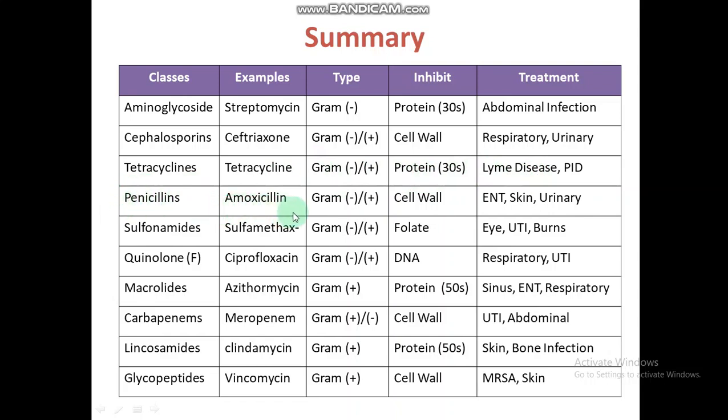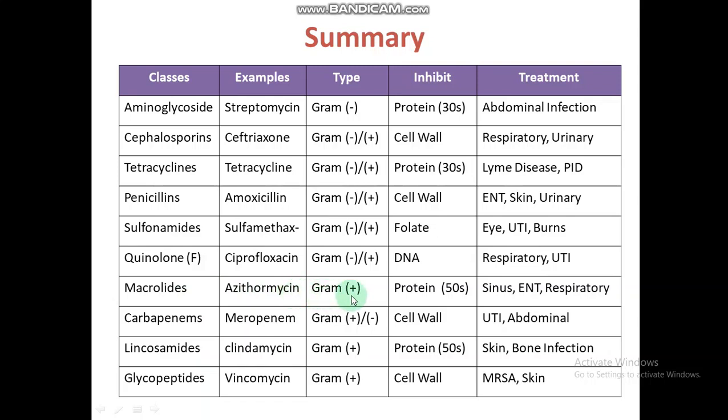Penicillins: the example is amoxicillin, act on both types of bacteria, inhibit cell wall synthesis, used for ENT, skin and urinary infection. Sulfonamides: sulfamethoxazole, gram-negative and positive bacteria, they inhibit folate synthesis, and are used for eye infection, UTI and burns. Quinolones or fluoroquinolones, such as ciprofloxacin or levofloxacin, etc. They act on both types of bacteria, inhibit DNA replication, and are used for respiratory tract and UTI infection. Macrolides, such as azithromycin, erythromycin, etc.